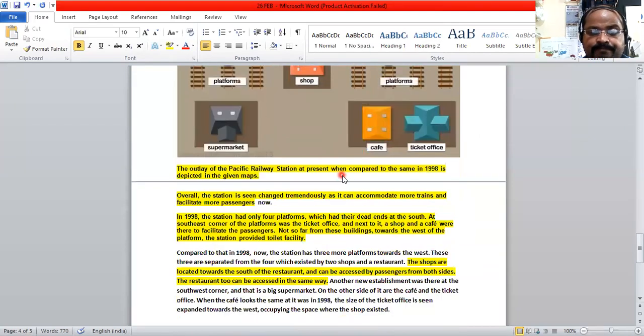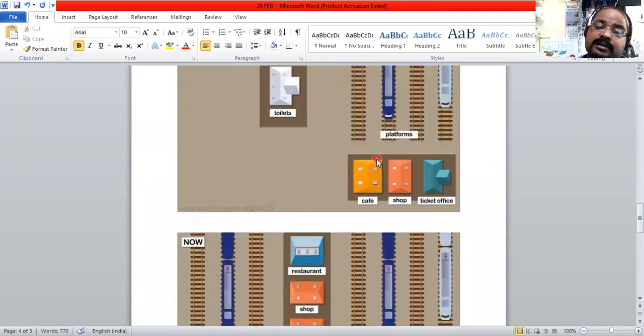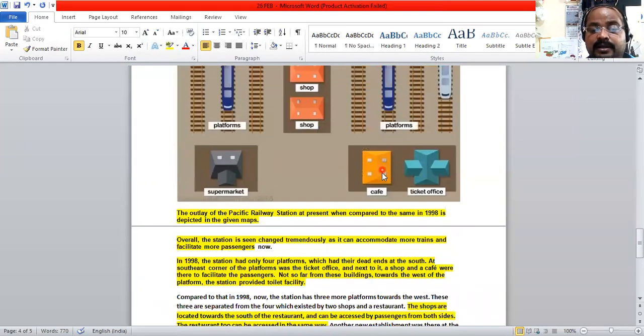And if I go further, at the southeast corner of the platforms was the ticket office, and next to it, a shop and a cafe were there to facilitate the passengers. So where was the ticket office? Towards the southeast of the platforms, we had the ticket office, and we had a shop and a cafe next to the ticket office to facilitate the passengers. So what we have seen here, it's clear.